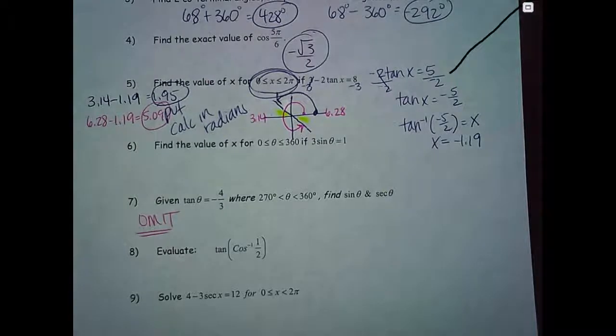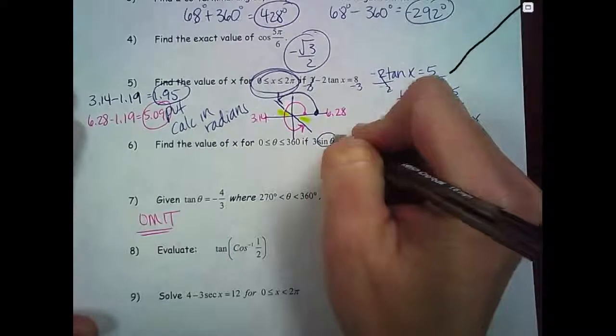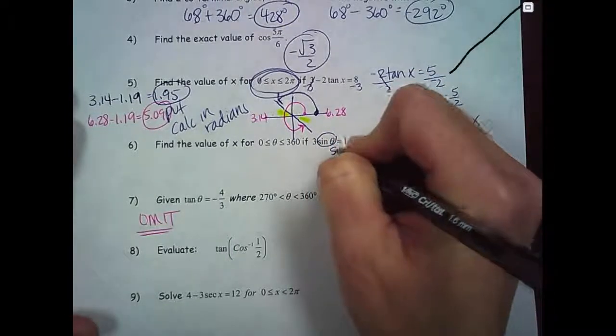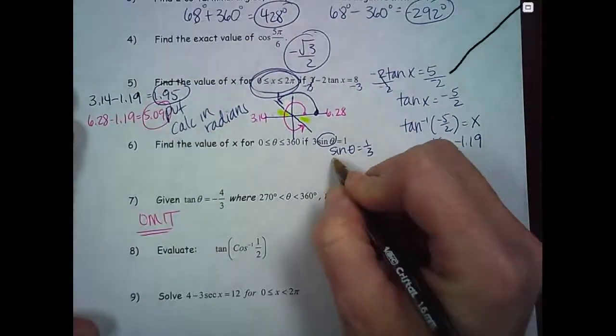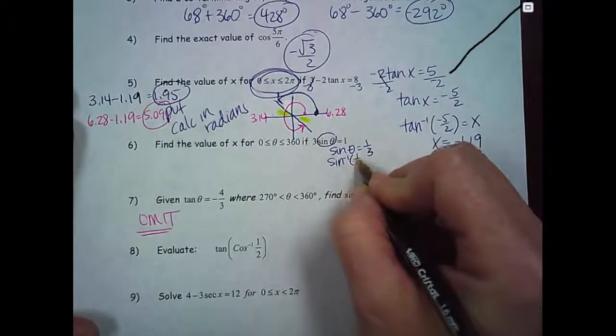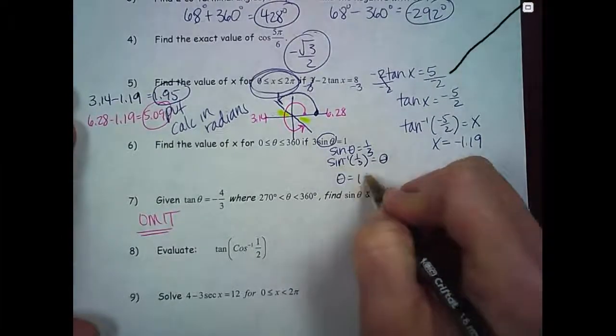So your first step would be to divide. You're trying to solve for sine of theta, you're trying to get this all alone, so divide both sides by 3. So now sine of theta is 1/3. In your calculator, you're going to take the inverse sine of 1/3. That's going to be theta for you. And I got 19.47 for theta.